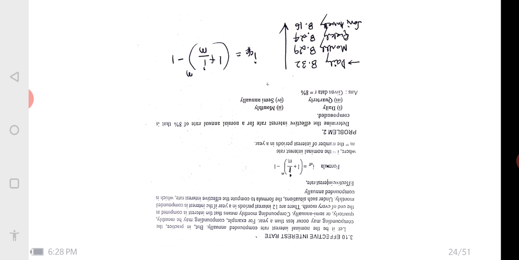The formula is very simple. I effective, that is the effective rate, is equal to (1 + i/m)^m - 1, where i is the nominal interest rate in the equation and m is the number of interest periods in a year. So i effective is equal to (1 + i/m) raised to m, minus 1. This is the simple formula.